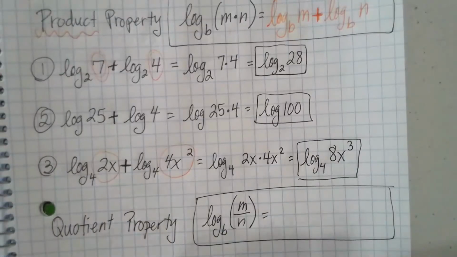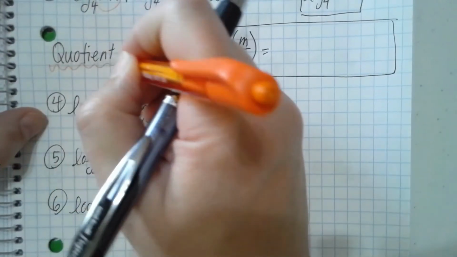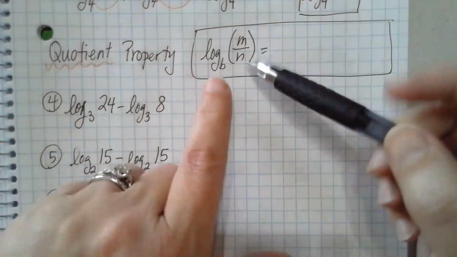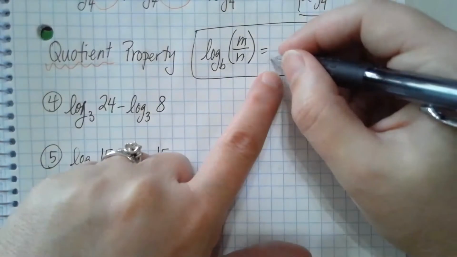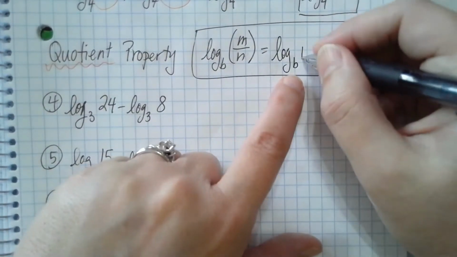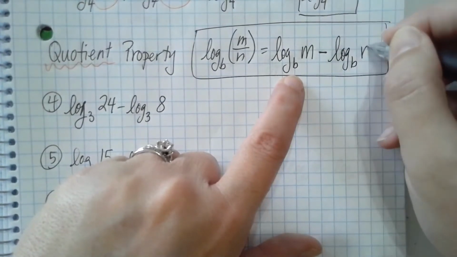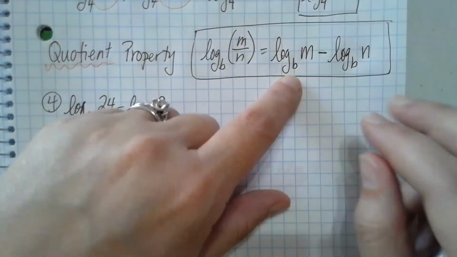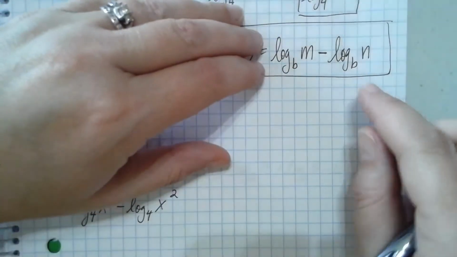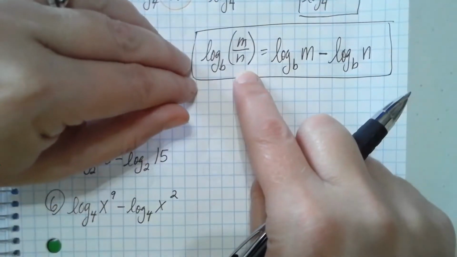Okay, so that's the product property. Pretty easy. Okay, the next one is called the quotient property. Quotient means the answer to a division problem. So if we see this, log base b of a fraction, m divided by n, we can split that out into log base b of m minus log base b of n. And again, for what we're doing as we're solving, it's more common that we will start with this, and we're going to work our way back to this.